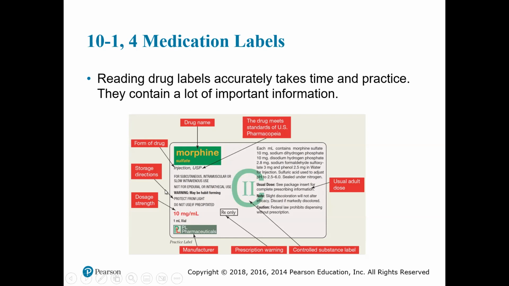And then just some other things here. It does have some storage directions in this case. So we want to protect this from light. For instance, here is your dosage strength, which again, we've already been using a lot. So 10 milligrams per milliliter. You have your manufacturer at the bottom, PL Pharmaceuticals. This one does have a prescription warning on it. So RX stands for prescription. So it is a prescription warning. This is a controlled substance as well, level 2. So we'll talk about that in a minute. So you have that warning on there.